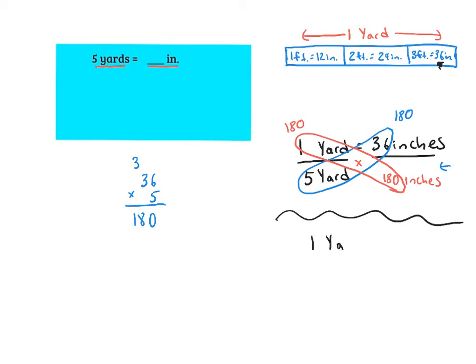Again, you could have used the other method. 1 yard equals 36 inches. So 5 yards. Remember, here you could have thought 1 times 36 is 36. So I'm going to do 5 times 36 here to get the same thing, 180 inches.